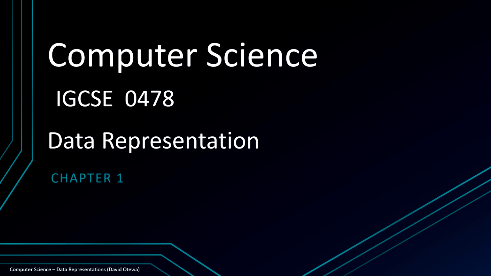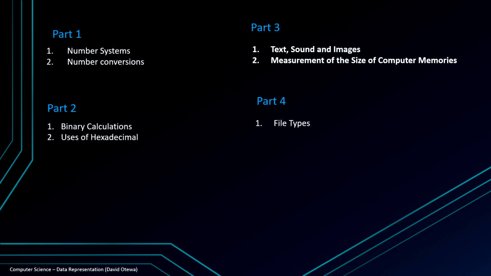Today we'll start with the first chapter of computer science in the IGCSE 0478. So our first chapter is data representation. Now, in this video, I'll tackle part one, where we'll tackle number systems and number conversion.